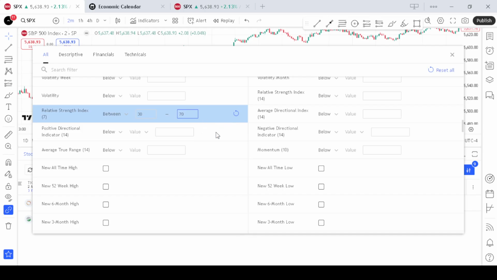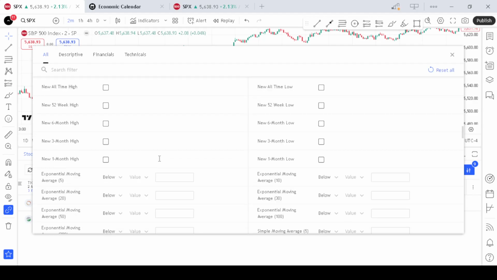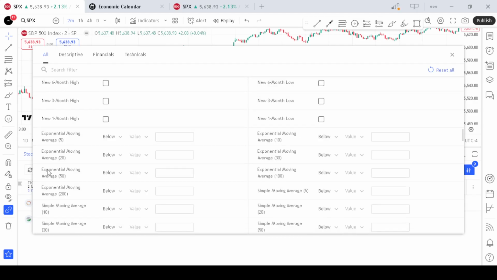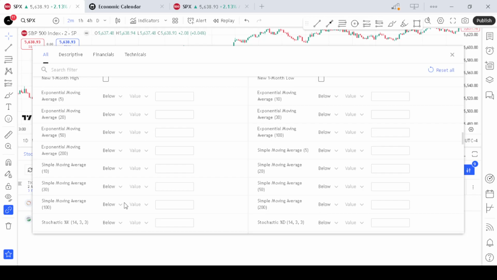When we set that, we'll go to our moving average. Now looking for our moving average, we'll look for the 50-day moving average, and look for when the 50-day moving average has recently crossed above the 200 moving average. This is how we would set that.